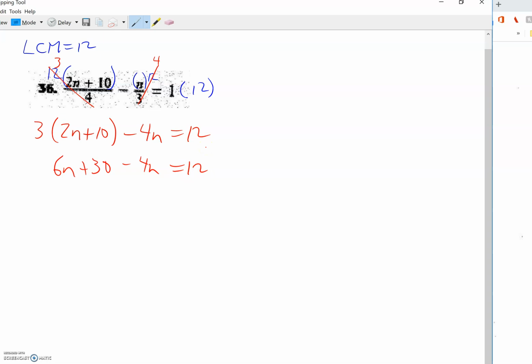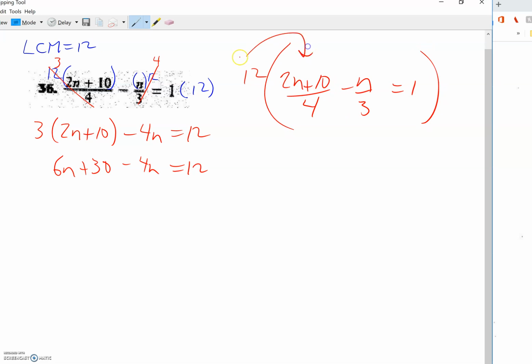Okay, so you got to remember brackets, and brackets right here, and then also multiplying by your whole number because all terms have to multiply by 12. Just remember, that's kind of like 2n plus 10 over 4 minus n over 3 equals 1. You're multiplying the whole thing by 12, and that's why it stays equal. So all the terms. This right here is one complete term. Okay, a little bit odd, but that's what it is.